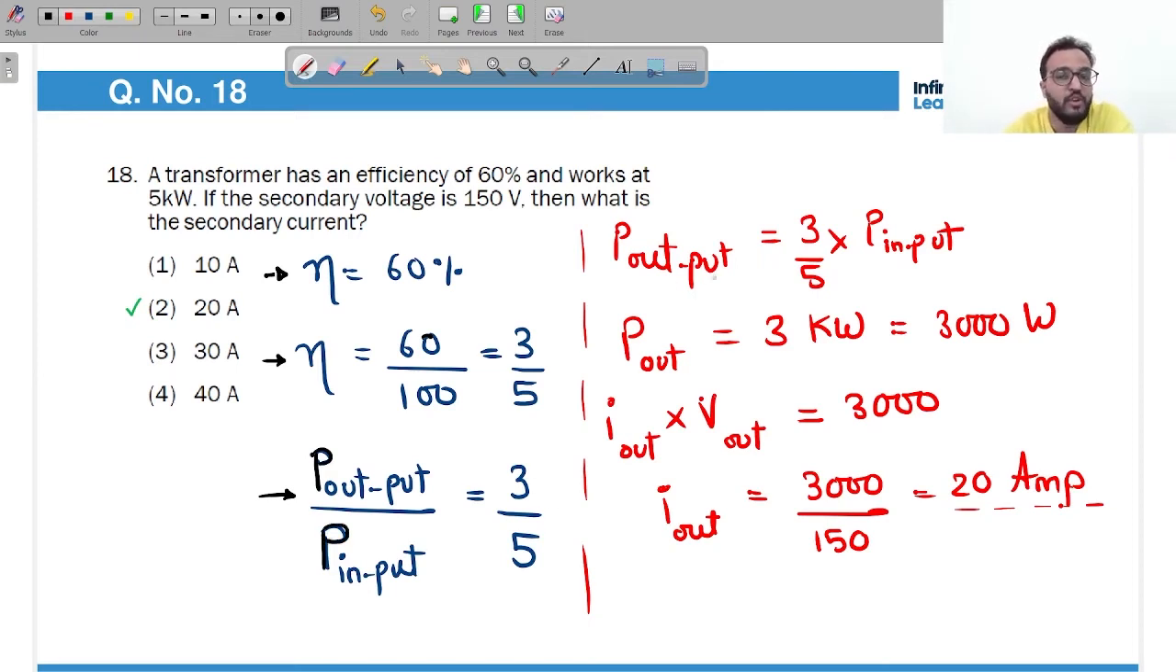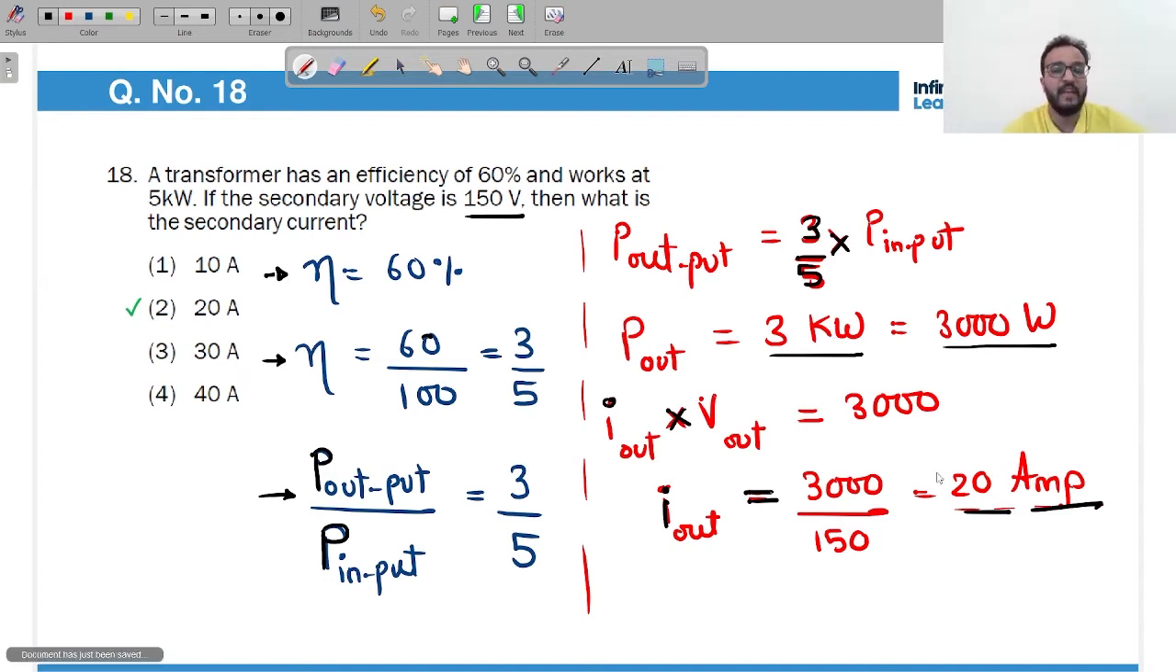Now, so what is output power? It is 3 by 5. Output power is 3 upon 5 into input power. Now, what is output power? You solve it, you will say output power is 3 kilowatts, that is 3000 watts. Now, what is output power? Output current into output voltage. Now, output voltage is given 150 volts, right? So, you will say output current will be equal to 3000 upon 150, that is 20 amperes. Did you understand? Very simple.